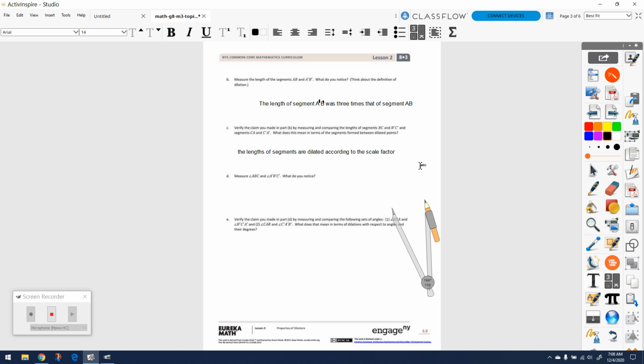Now it says measure angle ABC and then measure angle A prime, B prime, C prime, and what do you notice? What do you notice? Go ahead and measure it. The measures are the same. Why is that, guys? Why does that matter?